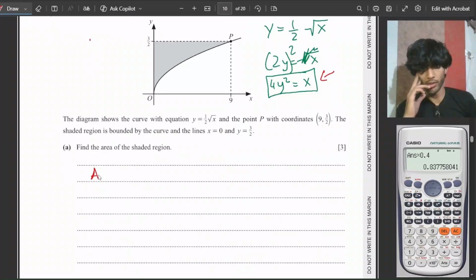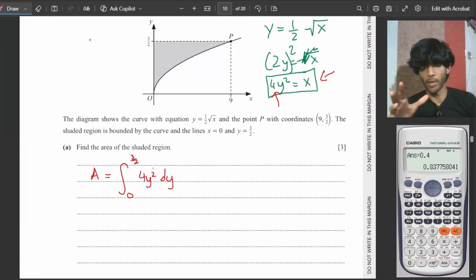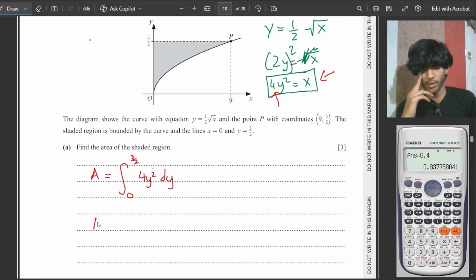So the area of the shaded region is basically going to be the integral from 0 all the way to 3 by 2, which I believe is 1.5, but I'm just going to write 3 by 2 over here. And then this piece over here, 4y squared dy. Why dy? Why not dx? Because again, now I've written things in terms of y, so that means I'm integrating on the y-axis with the y bound, and so I can neglect x. Basically, that's what I mean. 4 being a constant can pop outside of the integral, so I get 4 times the integral from 0 all the way to 3 by 2 of y squared dy.